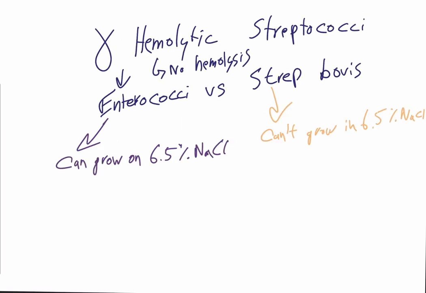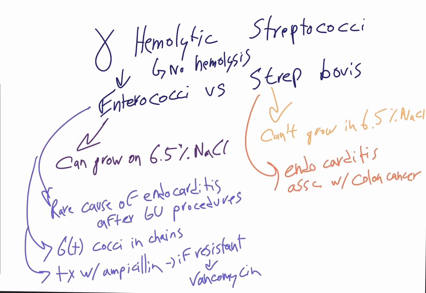Moving on to gamma hemolytic streptococci. Here we're going to be going over enterococci as compared to strep bovis. Both are gamma hemolytic, meaning that there's absolutely no hemolysis. Enterococci can grow on 6.5% sodium chloride, where strep bovis cannot. Enterococci can cause endocarditis after GU procedures, such as TURP or catheters. Enterococci are gram-positive cocci in chains. You can treat enterococci with ampicillin, and if it's resistant, you move on to vancomycin.